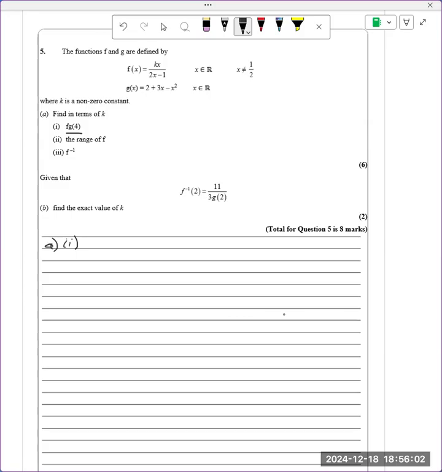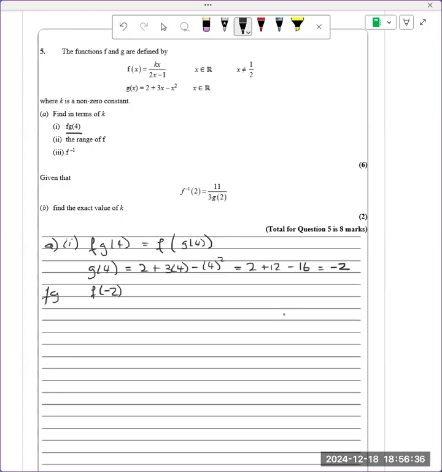So the first thing we want is FG of 4, which we can interpret as F of G of 4. Okay, so the first thing we need is G of 4. So G of 4 is 2 plus 3 lots of 4 minus 4 squared, which is 2 plus 12 minus 16, which is negative 2. Then we want to plug that into F. So F of minus 2.